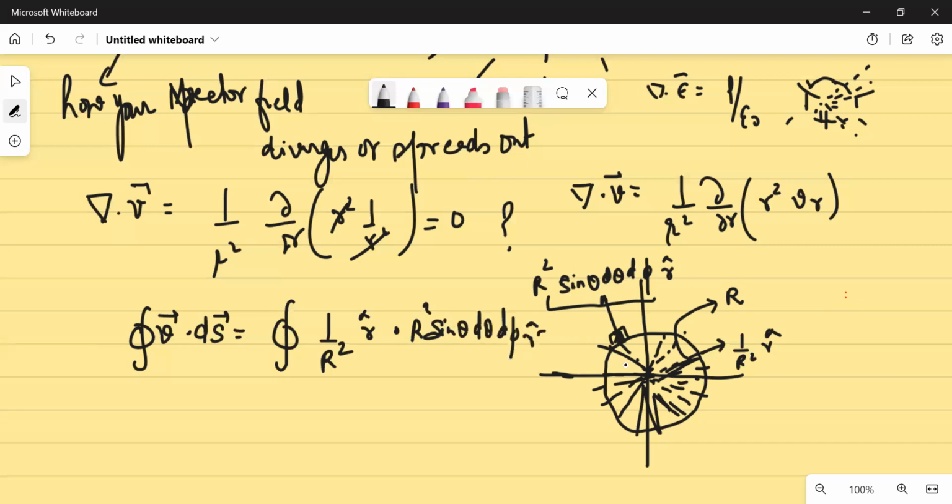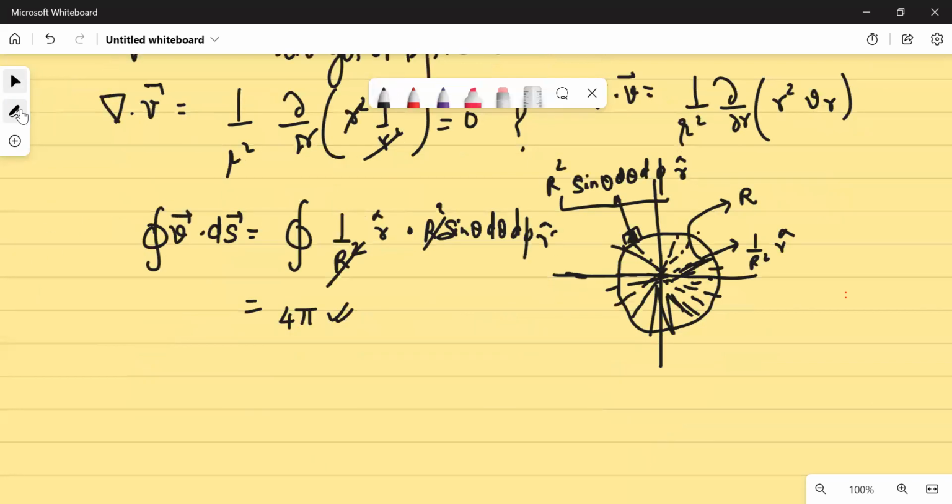So I'm just trying to find the flux enclosed by this vector field in a spherical region of radius capital R. What you will find is that this r square gets cancelled. Overall, this will become 4 pi. I don't think this is a difficult integral: d phi integrated from 0 to 2 pi, and sine theta integrated from 0 to pi, gives you 2 into 2 pi, that is 4 pi. So overall, you're finding that the flux enclosed is 4 pi.